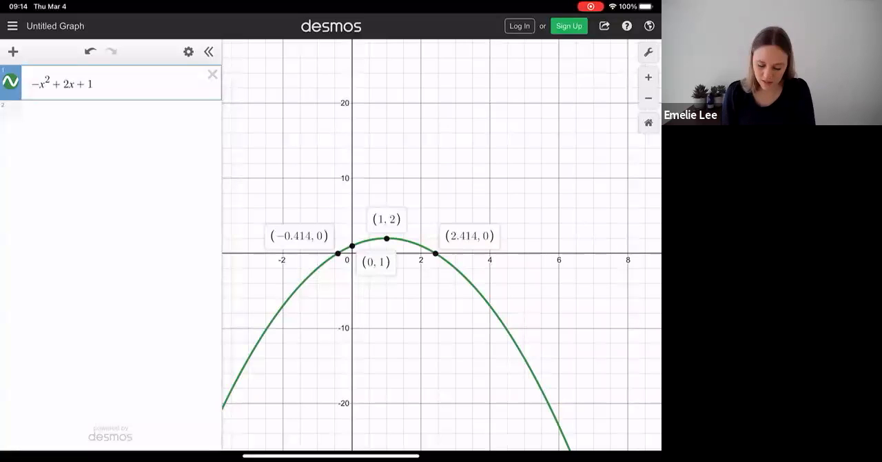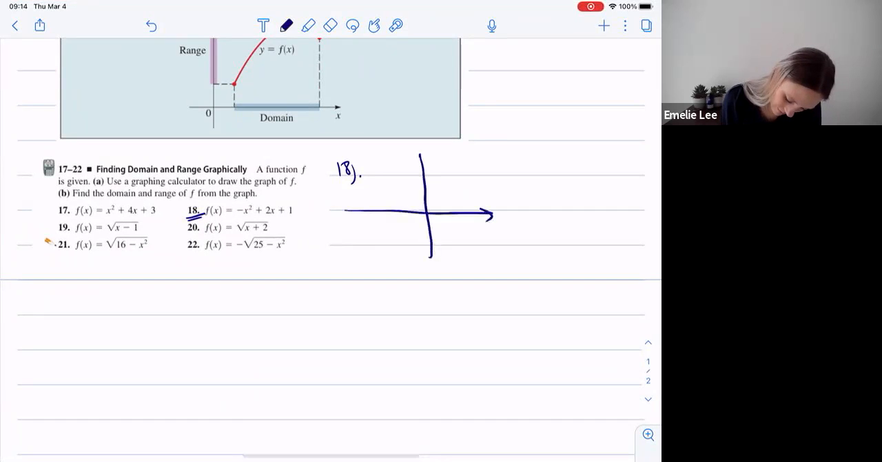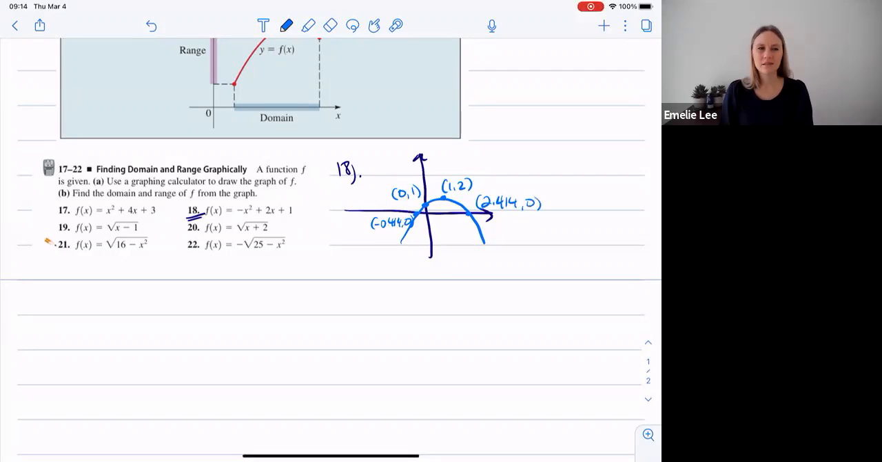Right, so I can grab this thing and kind of sketch it out roughly. It looked something like this. I know here this is at 1, 2. This was at 0, 1, I want to say, and this was at negative 0.414, and this was at 2.414, I want to say. Let's pretend that that's what it was. I don't know.